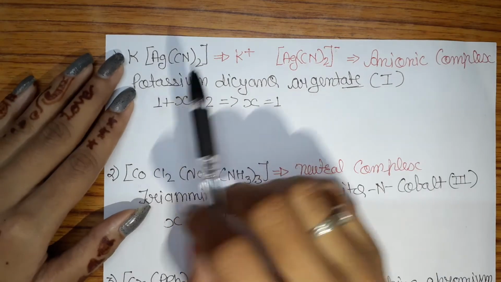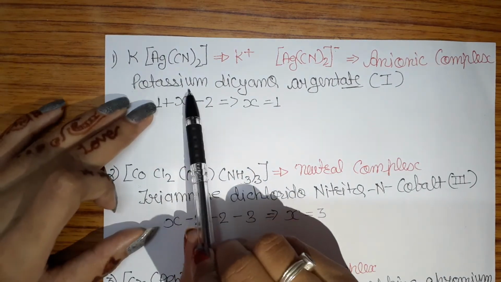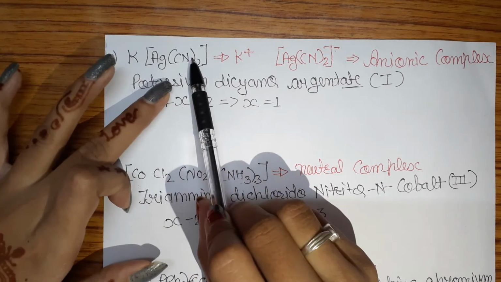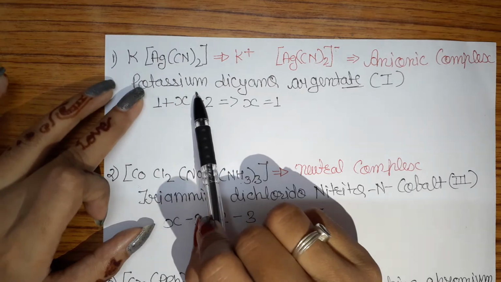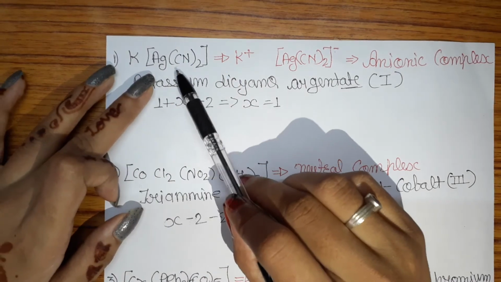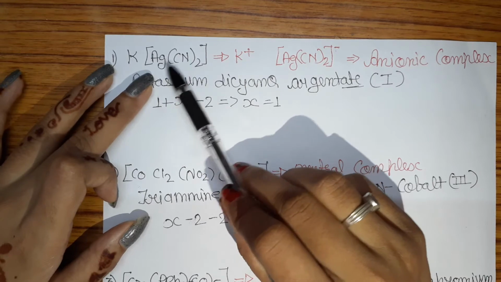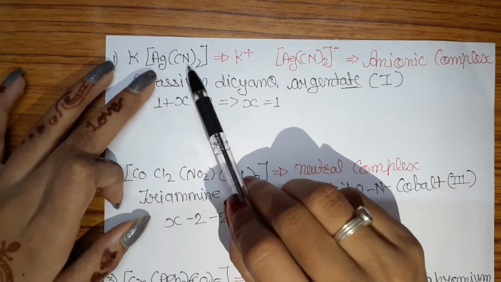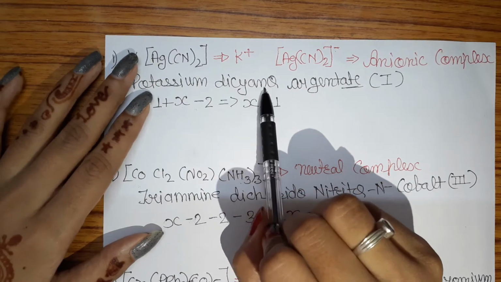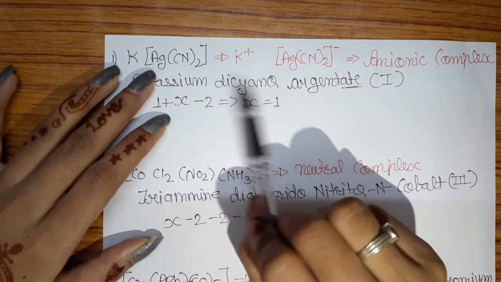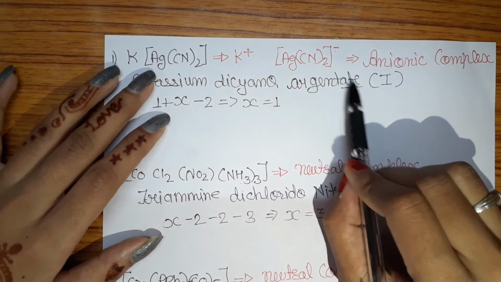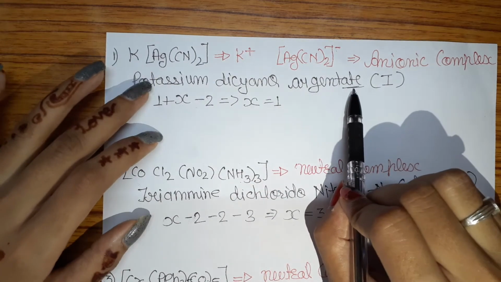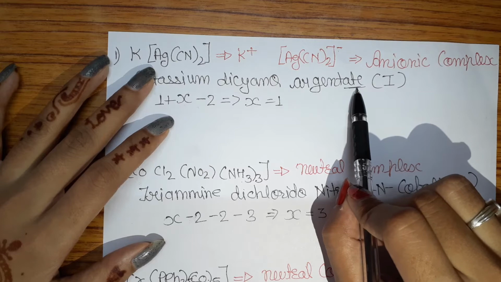Okay, let's begin. First of all we will write potassium. Why potassium? Because it comes before the complex ion. Then there is Ag(CN)2, where Ag is the central metal ion. First we write the name of the ligand, then the central metal ion. There are 2 cyano ligands, so we write dicyano. Then argentate. Why "ate"? Because it is an anionic complex, that's why we add "ate" at the end of the central metal ion name.